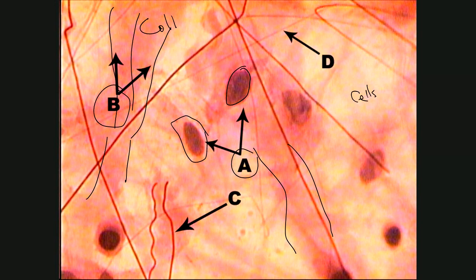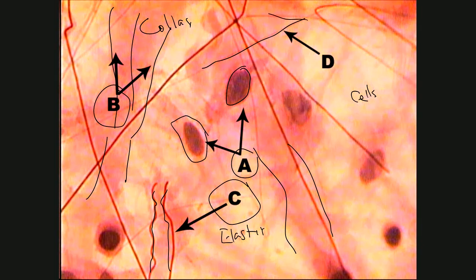And then if you look at C, look, these wavy, dark staining fibers that you have in here. What do you think that is? That's elastic fibers. And then these very, very faint ones that you see in here. What are those? What is D?